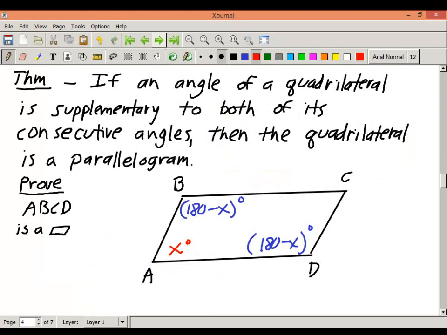Okay, we got 2 more to go. The fourth theorem says if an angle of a quadrilateral is supplementary to both of its consecutive angles, then the quadrilateral is a parallelogram. That should be pretty straightforward. So angle A, you can see there, which is x degrees, is supplementary to both of its consecutive angles. So angle A is supplementary to angle B, and angle A is supplementary with angle D.